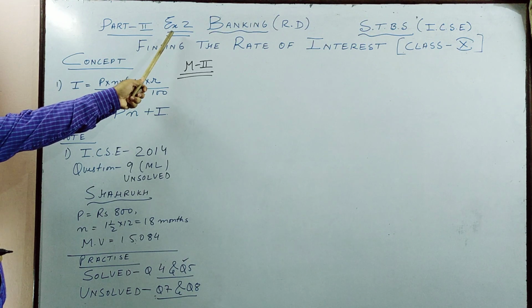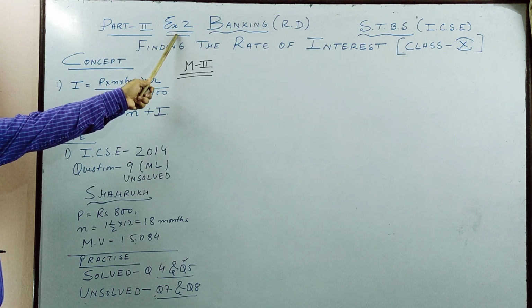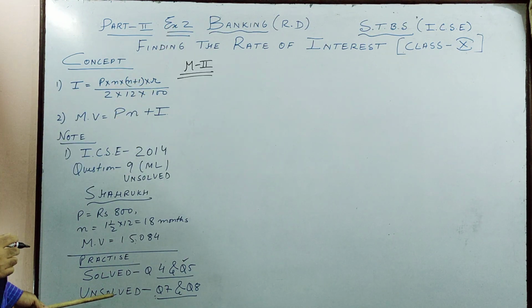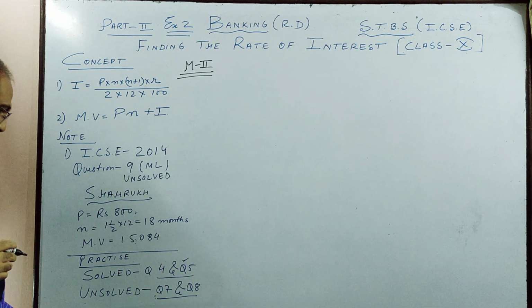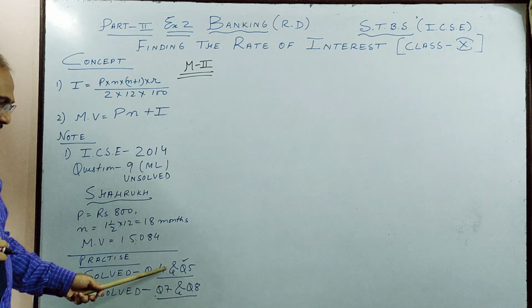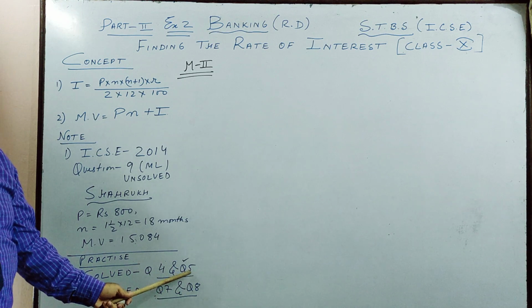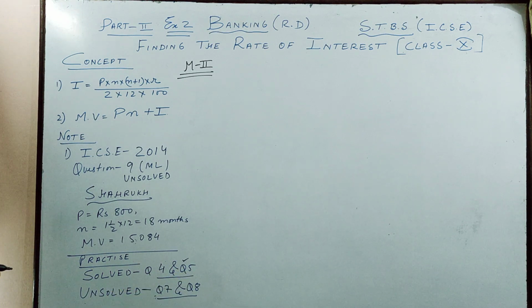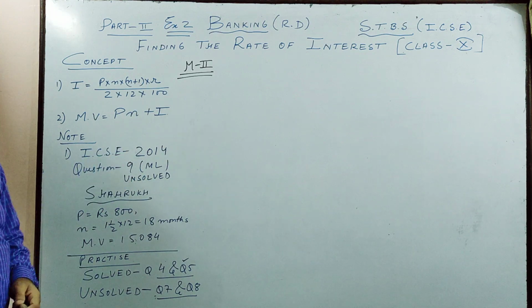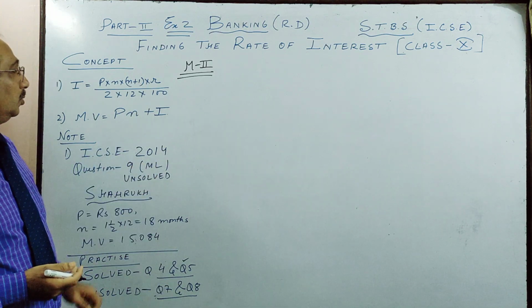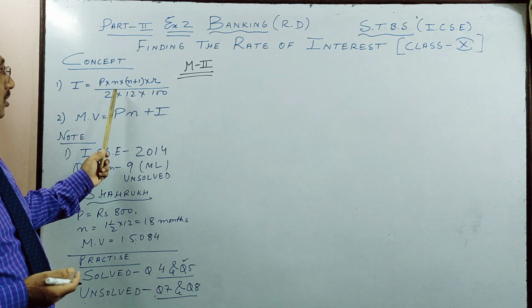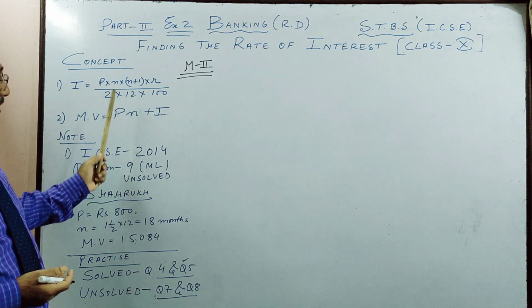ML Agrawal's book, exercise 2. Question number solved, you do 4 and 5 again, and unsolved 7 and 8. So I hope all are ICSE except I think this one. So please practice after this both methods. You can try whichever method you like. So here I told you I'll use first formula 1 and then 2.